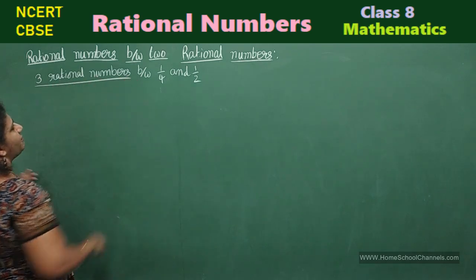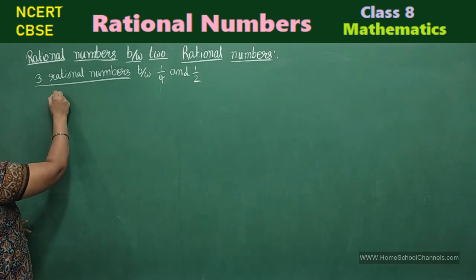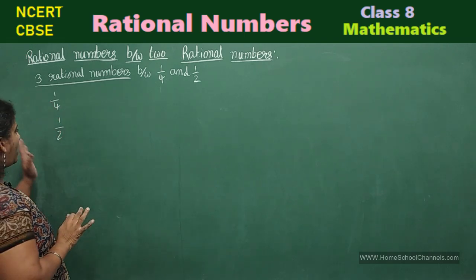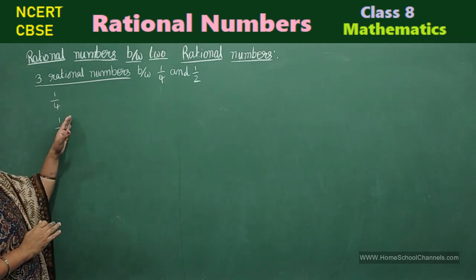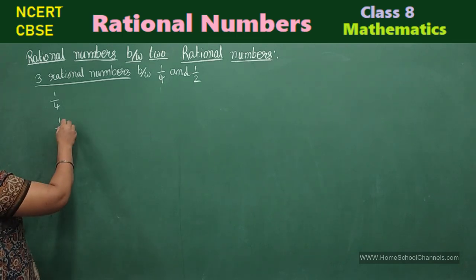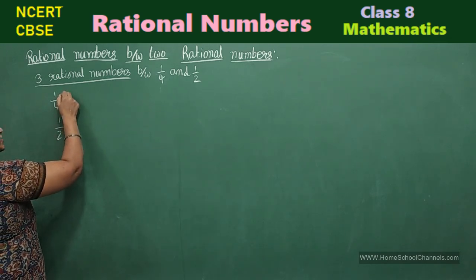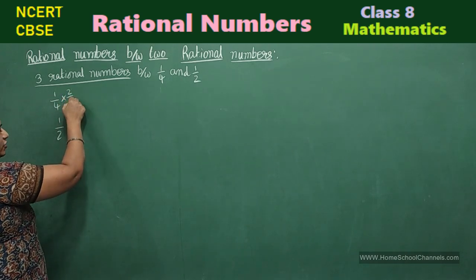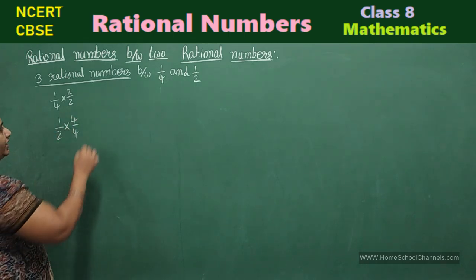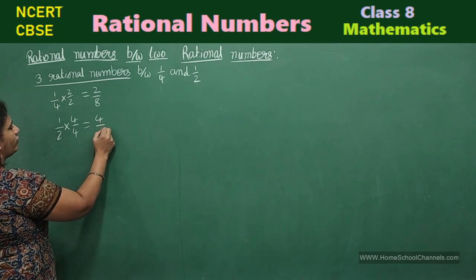Let me take another example here. Write 3 rational numbers between 1 by 4 and 1 by 2. Immediately, what do you say? 1 by 4, 1 by 2. I can multiply the numerator and denominator of this rational number by 2, and this becomes 4. Yes or no? So directly only one set you can change. Or if you want to change both, you can multiply 2 for this numerator and denominator, and 4 for this numerator and denominator. Then it will be 2 by 8 and this is 4 by 8.